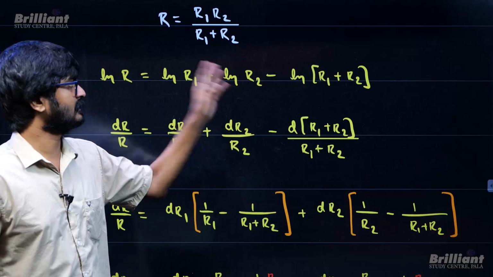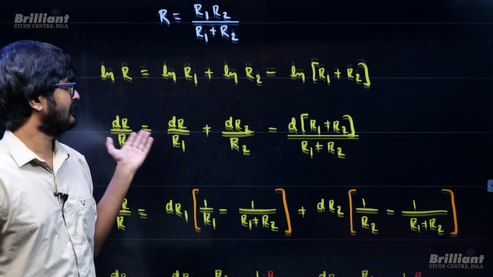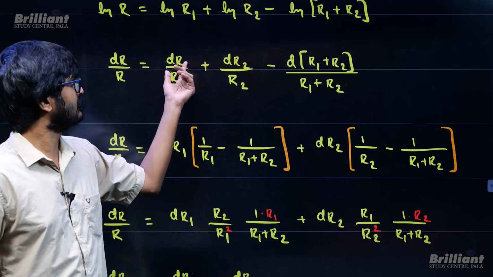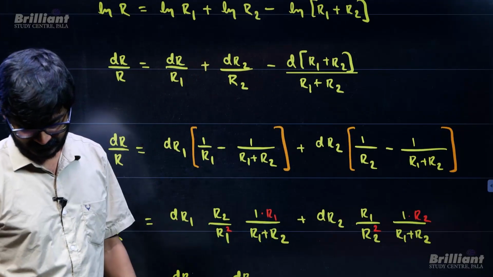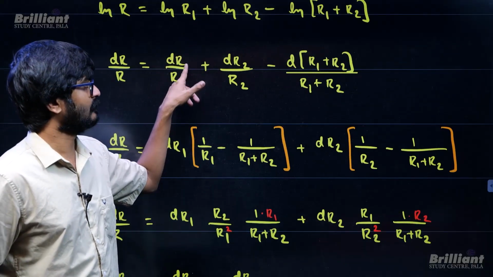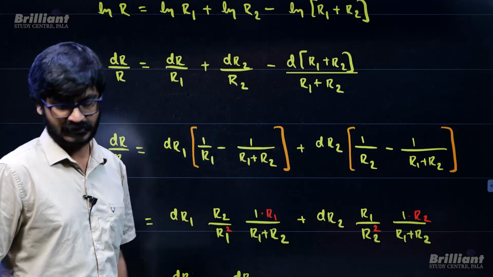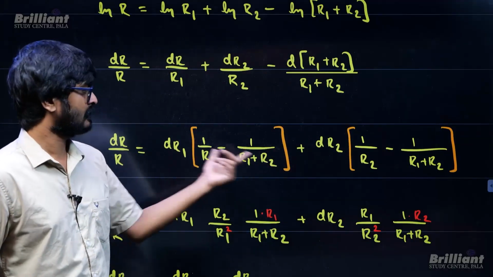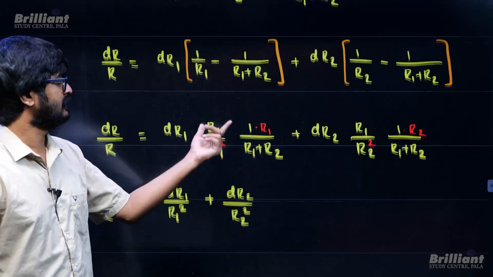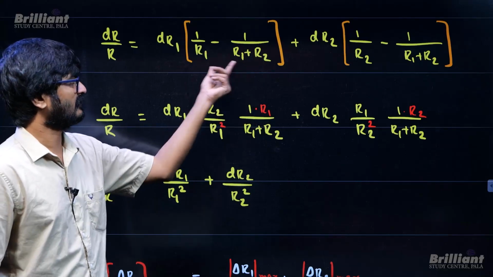So I'm just going with the normal method of math. I'm taking logarithm, then differentiating it, then grouping all the dR terms. This is dR1, this is dR1. So I'm grouping all the dR1 terms together and all the dR2 terms together, right? Then I'm modifying it. After that you take the LCM, and you will get R2 by R1 into R1 plus R2.